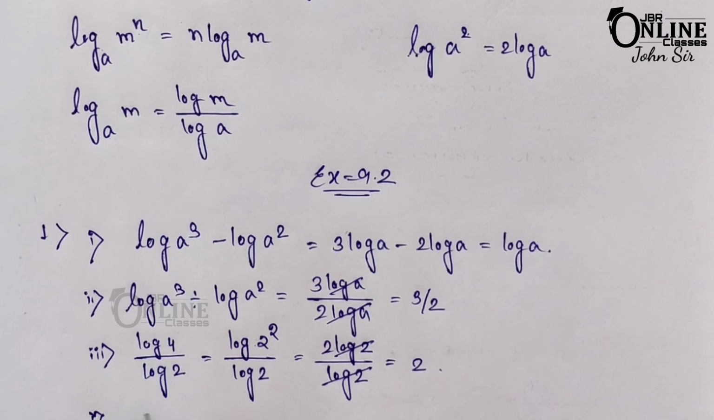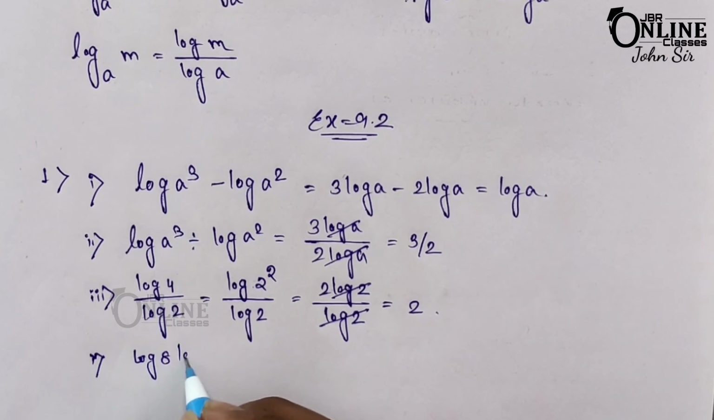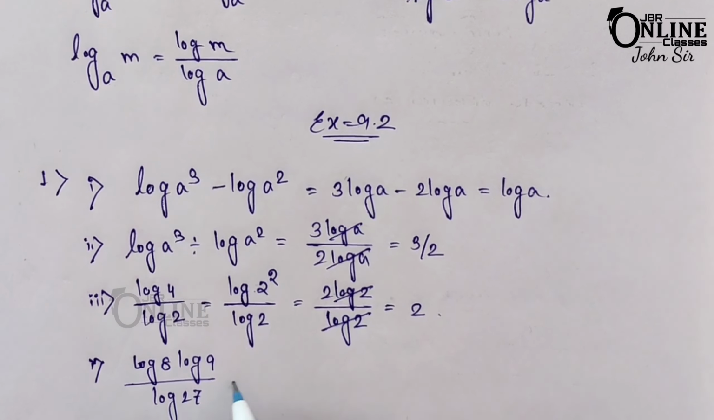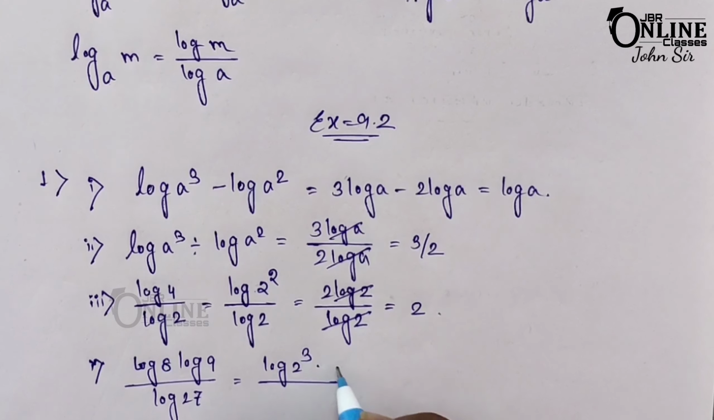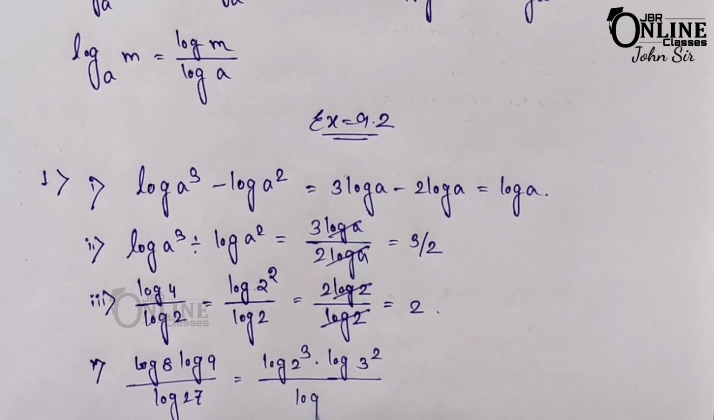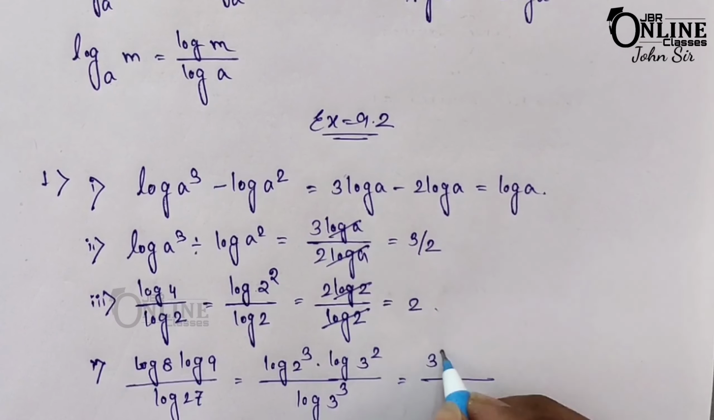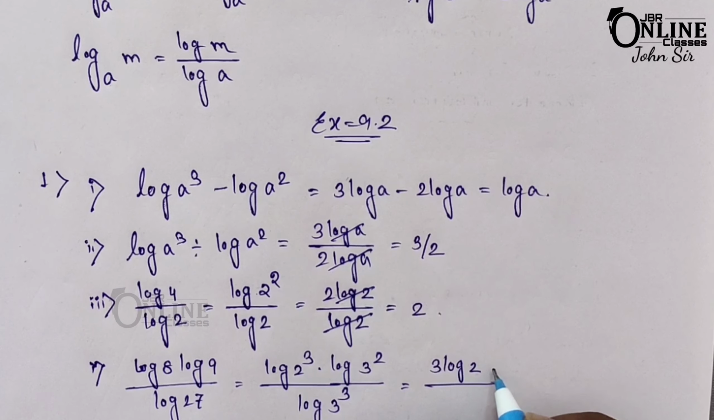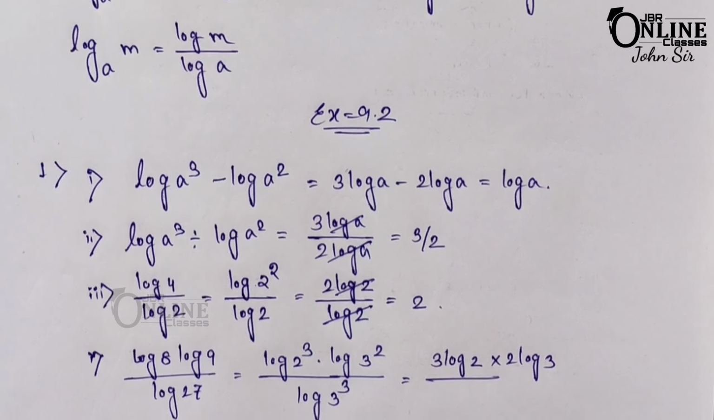Next one, number 4. In number 4, log 8, second one log 9 divided by log 27. Now log 8 means log 2 to the power 3, log 9 means 3 square, and log 27 means 3 to the power 3. So log 2 to the power 3 means 3 log 2. Next, log 3 square means 2 log 3.